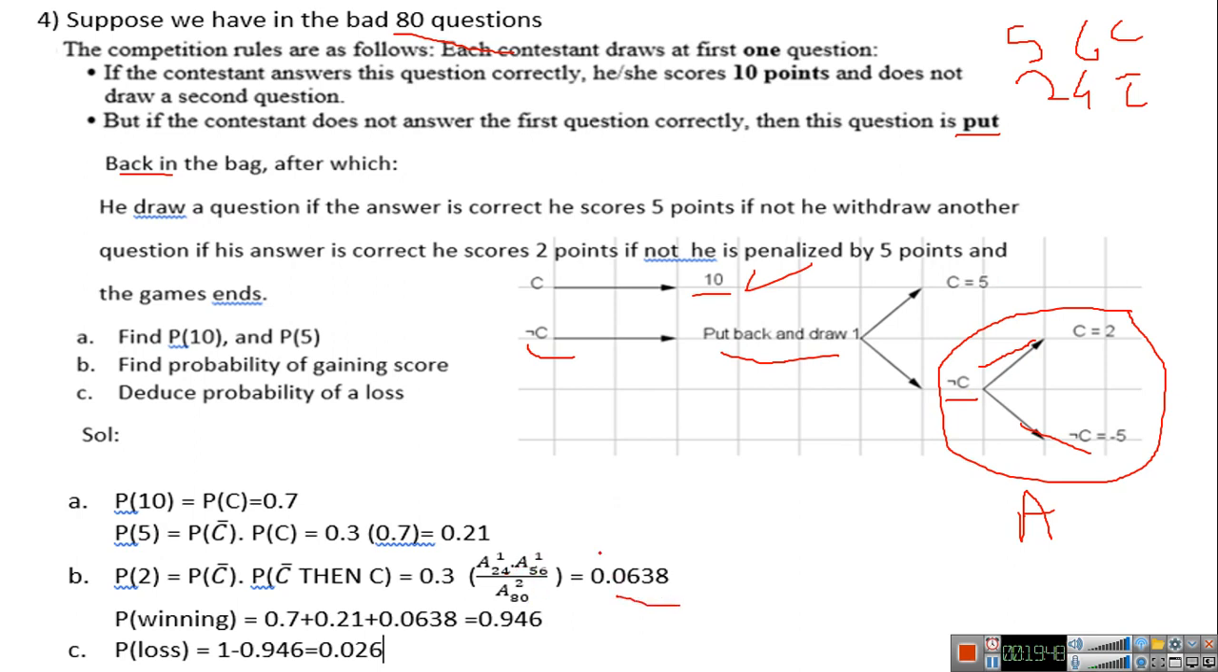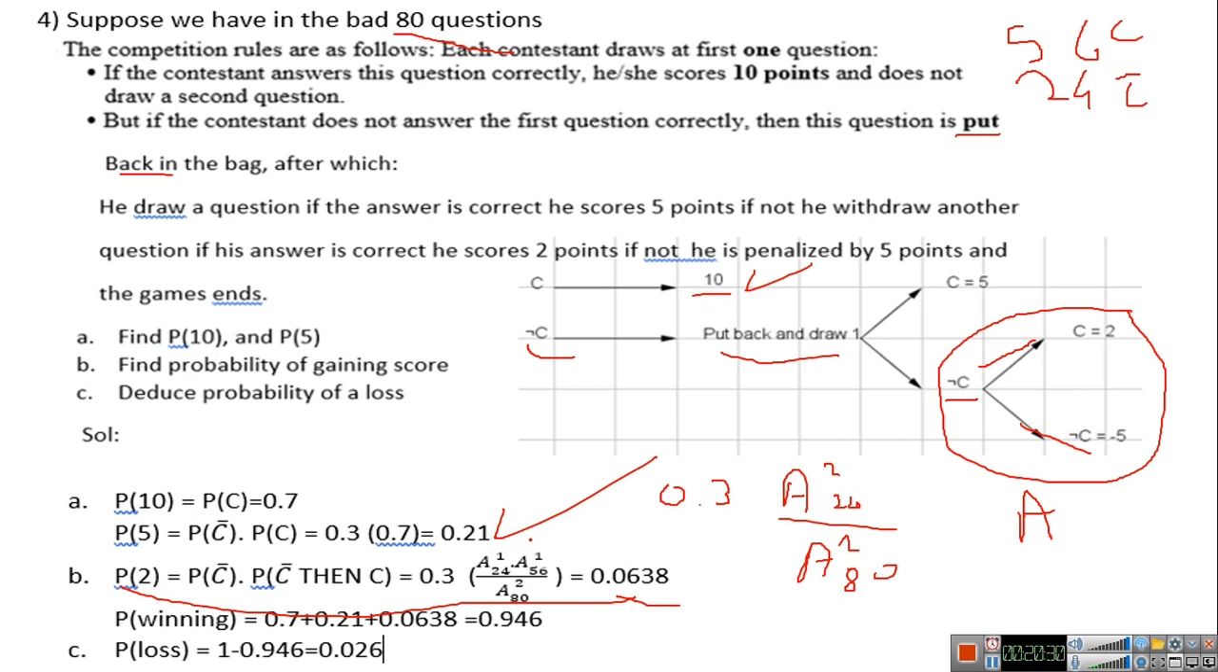You get this answer. Then they ask us about P of winning. So this is P of 5. They want P of winning, so that's why I need to do P of 2 before. P of winning, it will be this one plus that one plus that one, and P of loss, 1 minus all. Or you can say P of non-C, which is 0.3, times arrangement here. I have 2 loss, you need 2 out of 24 over 2 out of 80, and if you do it on calculator, you're going to get the same answer, 0.026.